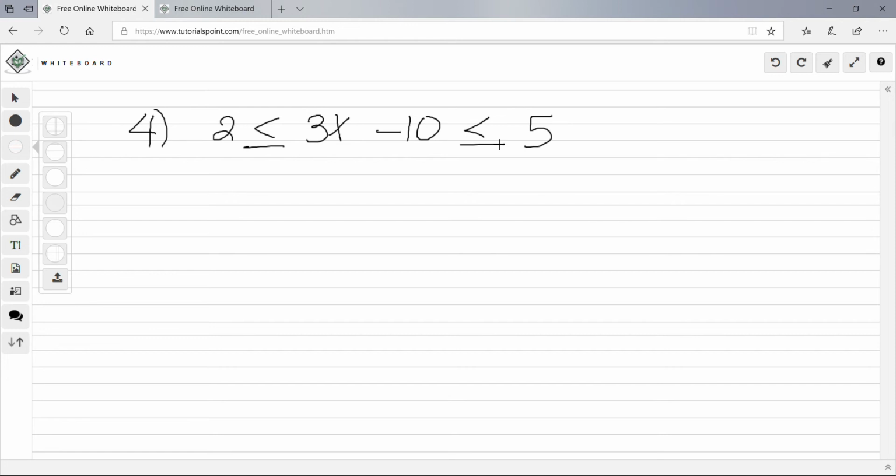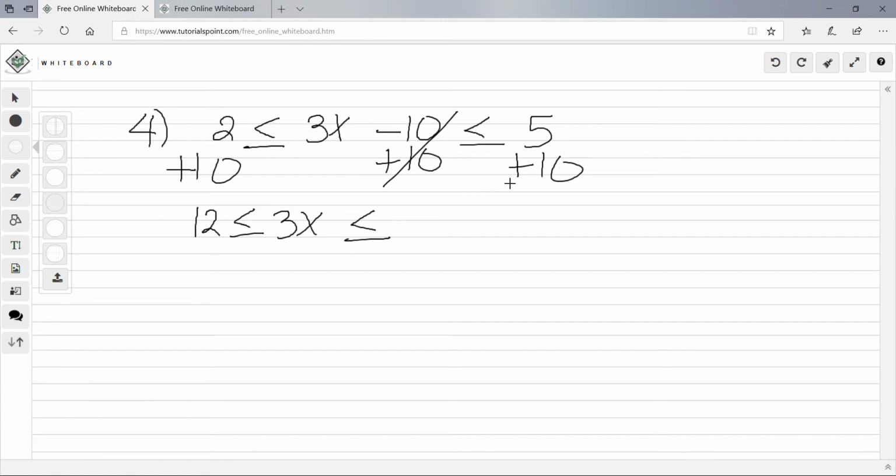Okay, so first step is I'm going to add 10 on. There's 3 sides, so we have the first side, second side, and the third side. So I'm going to add 10 on both sides, all 3 sides. So here's 10, and don't forget the left. So 2 plus 10 is 12, is less than or equal to 3x. The 10 cancels, so it's just 3x, less than or equal to, and then 10 plus 5 is 15.